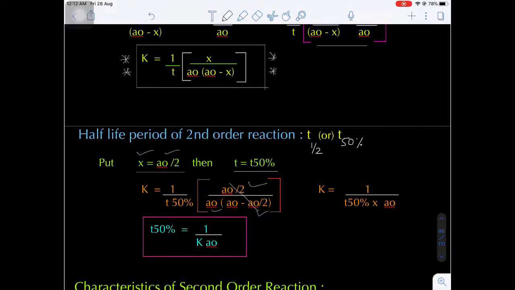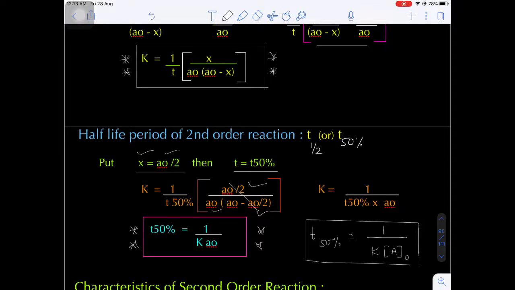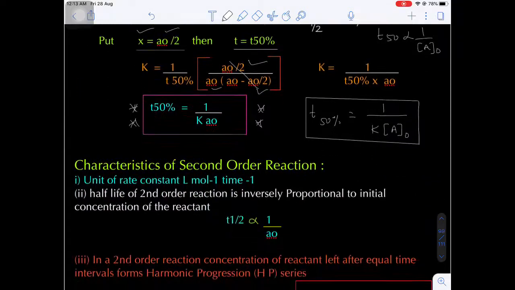So K is equal to 1 by t50 into initial concentration, or t50 will be equal to 1 by K into initial concentration. So this is very important regarding the second order half-life expression. What is the second order half-life expression? t50 is equal to 1 by K into the initial concentration of the reactant. Now if you see in this expression, the half-life period of a reactant is inversely proportional to the initial concentration of the reactant. Yes. This is one of the important characteristics of second order kinetics.